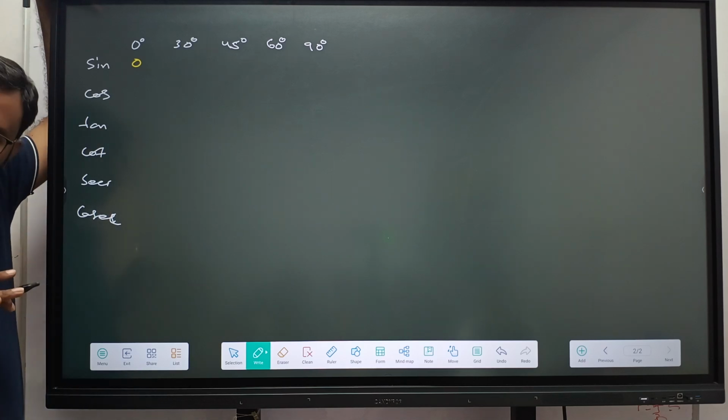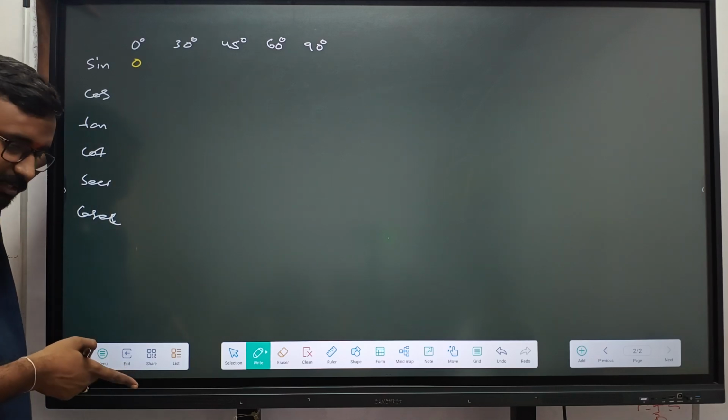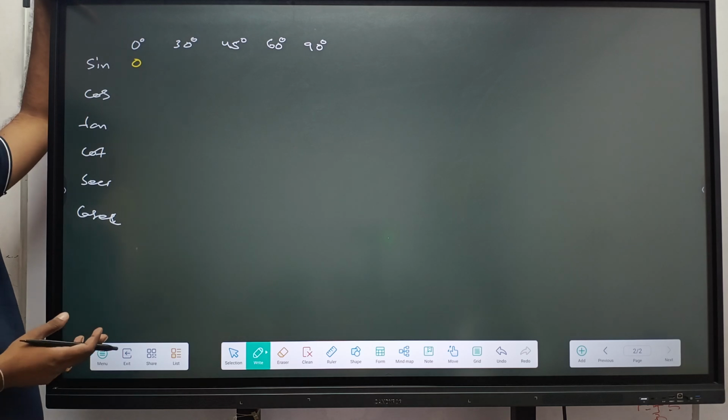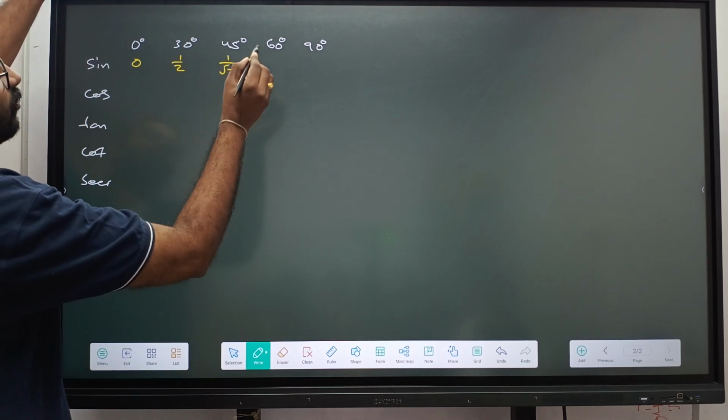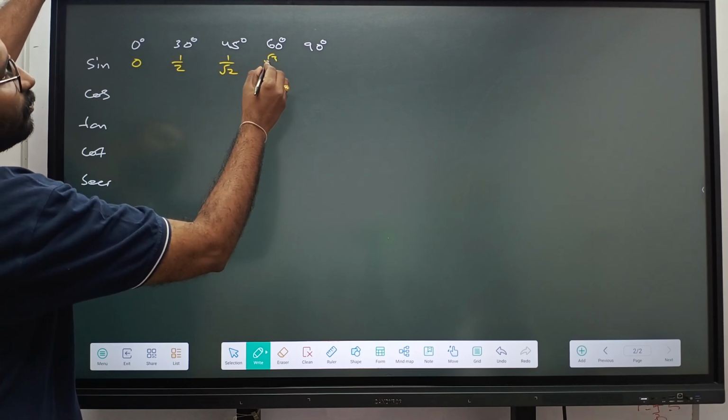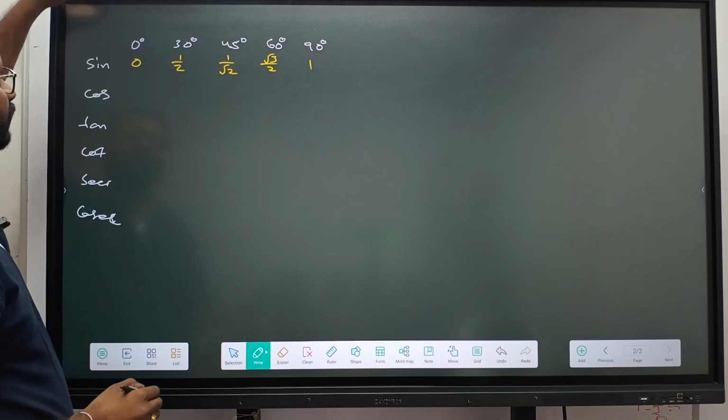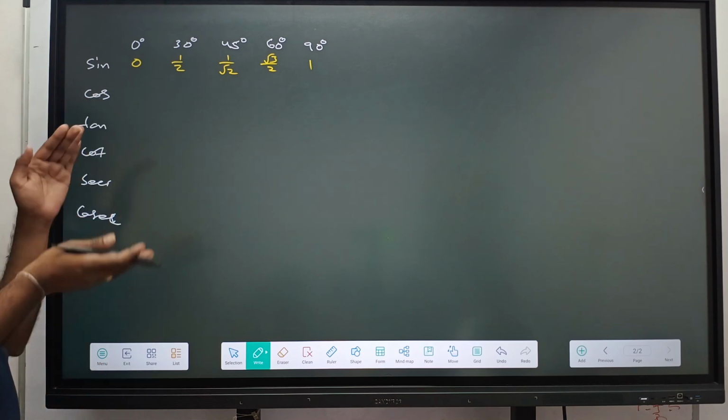Already you know that's why I'm writing directly. But in your textbook, how it comes out clearly is also given. And sin 30 is 1 by 2, sin 45 is 1 by root 2, sin 60 is root 3 by 2, sin 90 is 1.